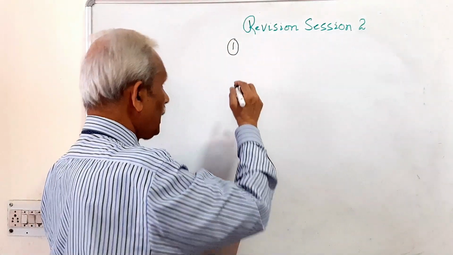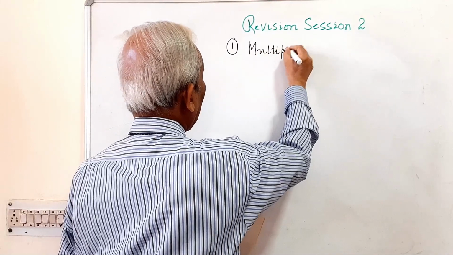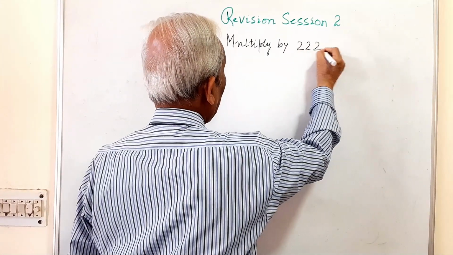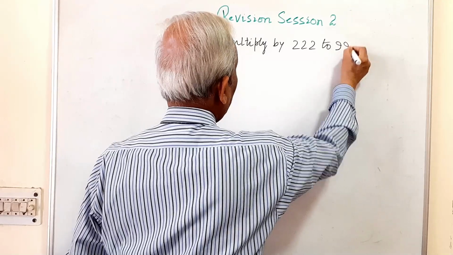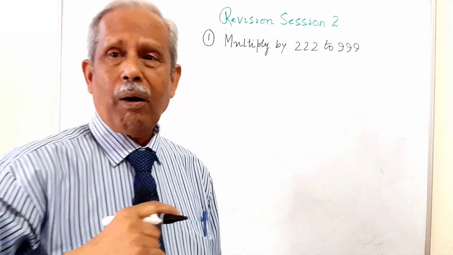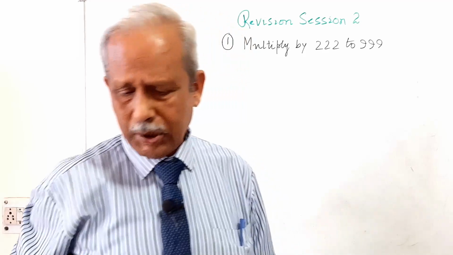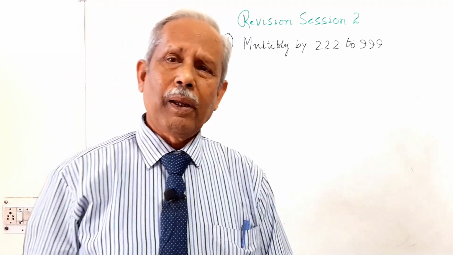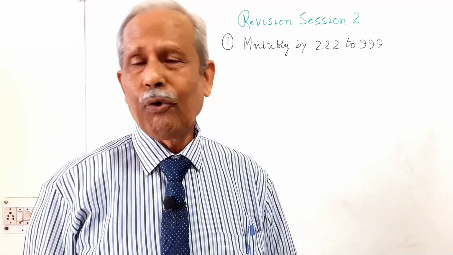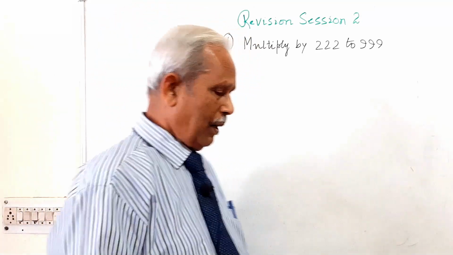My first topic is multiplying by 222 to 999. What does that mean? We want to multiply any number with a multiple of 111, triple one. Any number which is a multiple of triple one, means 222, 333, 444 up to 999. We'll be multiplying numbers with that. So let us see how I should do it.